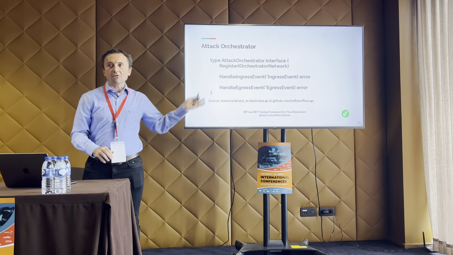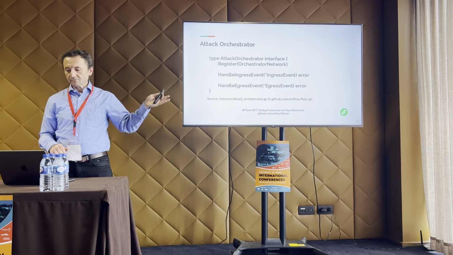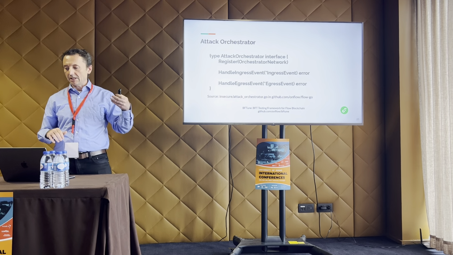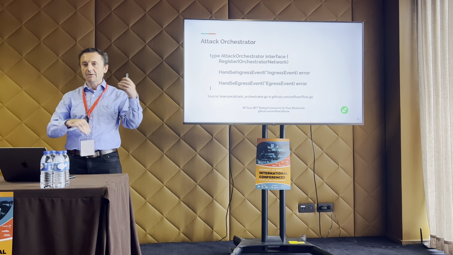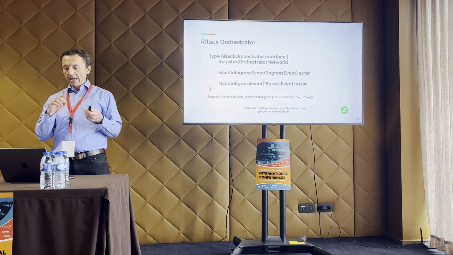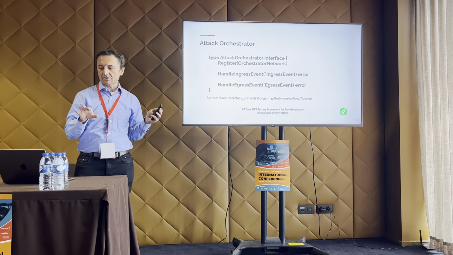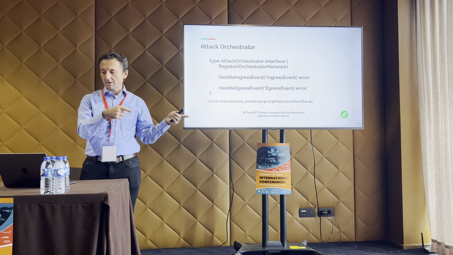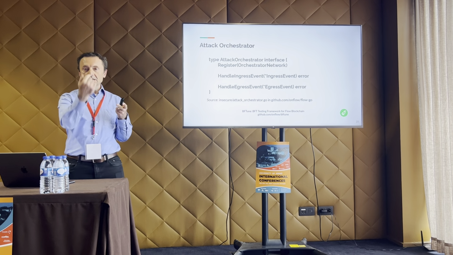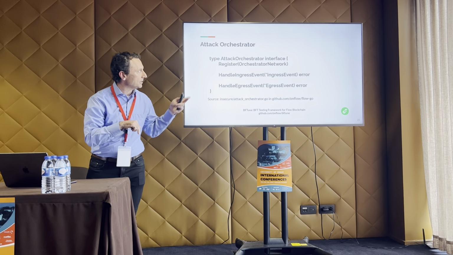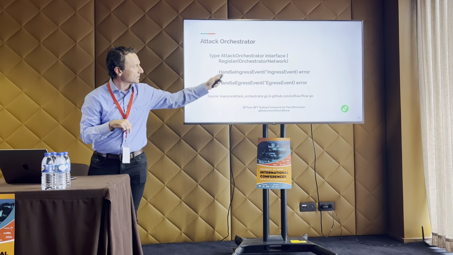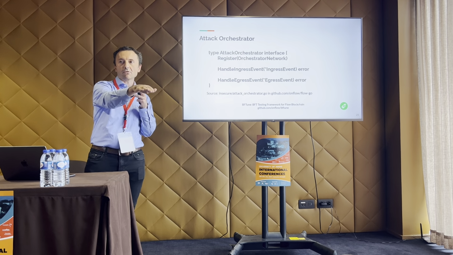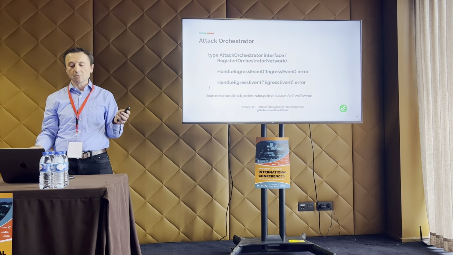So here's the interface for the attack orchestrator. This is in Go, and this interface is called every time a new message comes in, whether it's an ingress or incoming message or an outgoing message. This main interface only has 3 methods. It registers itself to the orchestrator network, and I will get into the orchestrator network later. It handles an incoming message to a corrupt node, that's handle ingress event, and it handles an outgoing message from a corrupt node. And then it can do with that message whatever it wants.